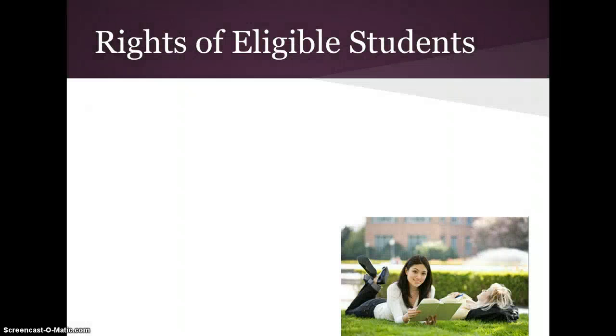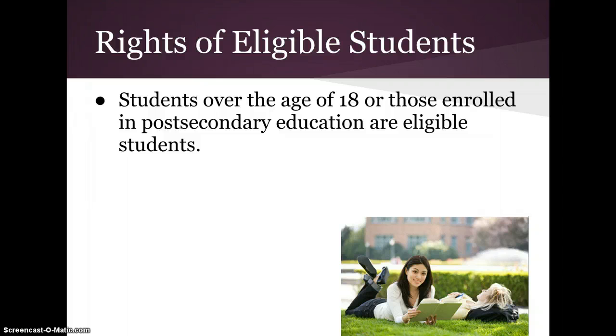The rights of eligible students. First of all, who are eligible students? Eligible students are students over the age of 18 or those enrolled in post-secondary education. And they have the same rights as parents. They can review their records at any time, and they have the right to file an amendment or file a complaint. This also means that parents do not have access to these records unless specifically given permission by the students.